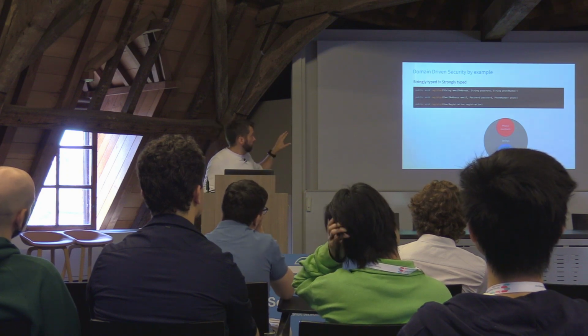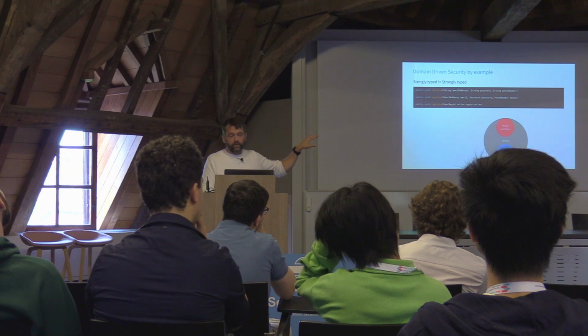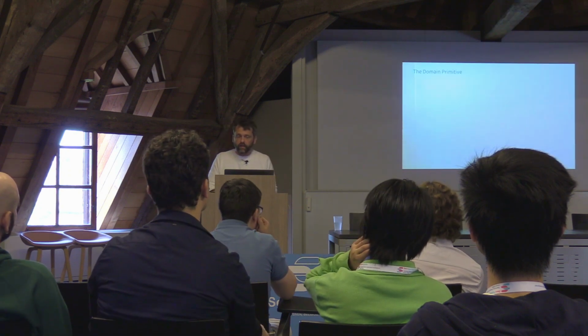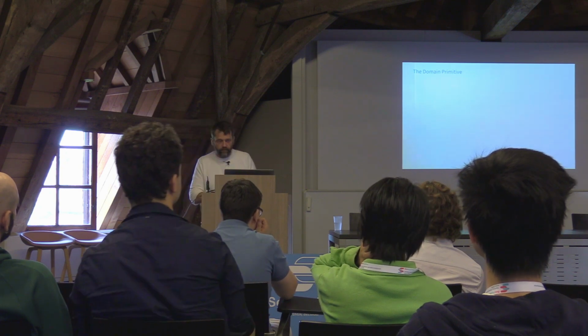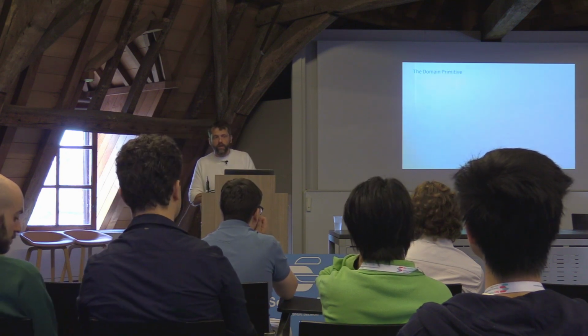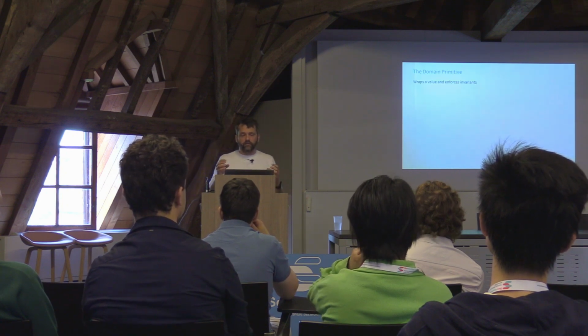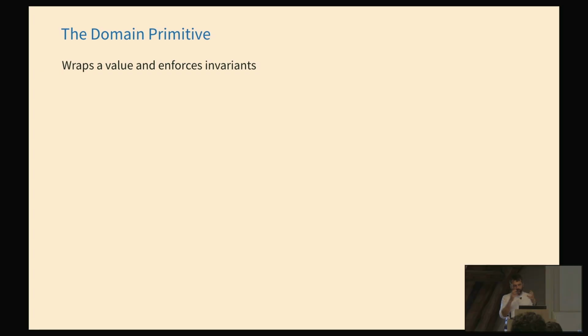But let's go back to these in the center for a minute, like email address, password, and phone number. What are these things? Dan Bergh Johnsson and the others in their book, they call them domain primitives. So they are basically something that wraps a value. So it wraps an email address string, but then enforces rules, it enforces invariants on that data. So it makes an implicit concept, a string with assumptions, an explicit concept.